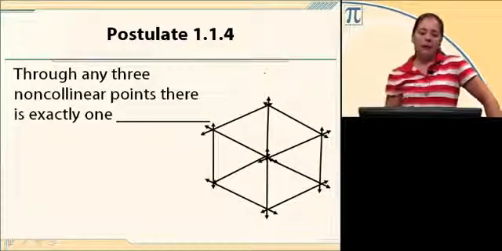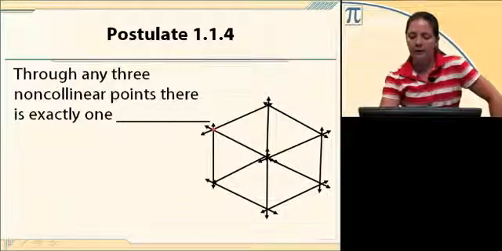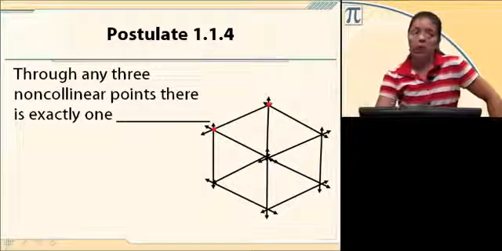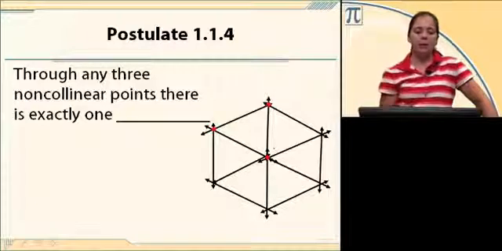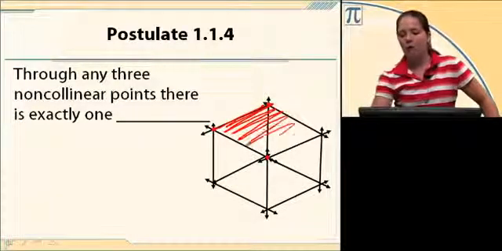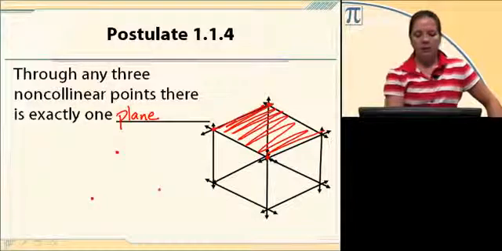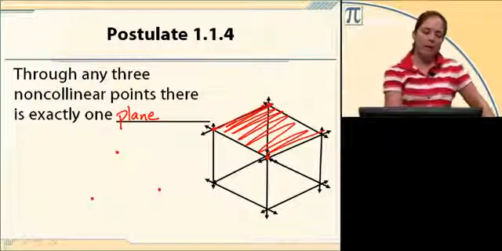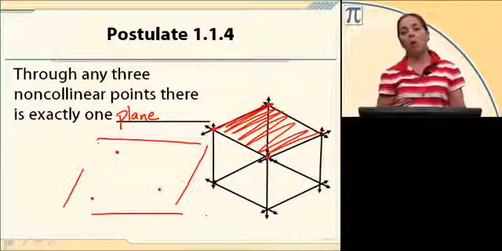Through any 3 non-collinear points, well, 3 non-collinear points means that they can't be on the same line. So, those 2 are on the same line, so I'll pick this one over here. It's not on the same line as the other 2. Through any 3 non-collinear points, there is exactly one plane. If you pick any 3 non-collinear points, there is exactly one plane that will contain all 3 of those points.